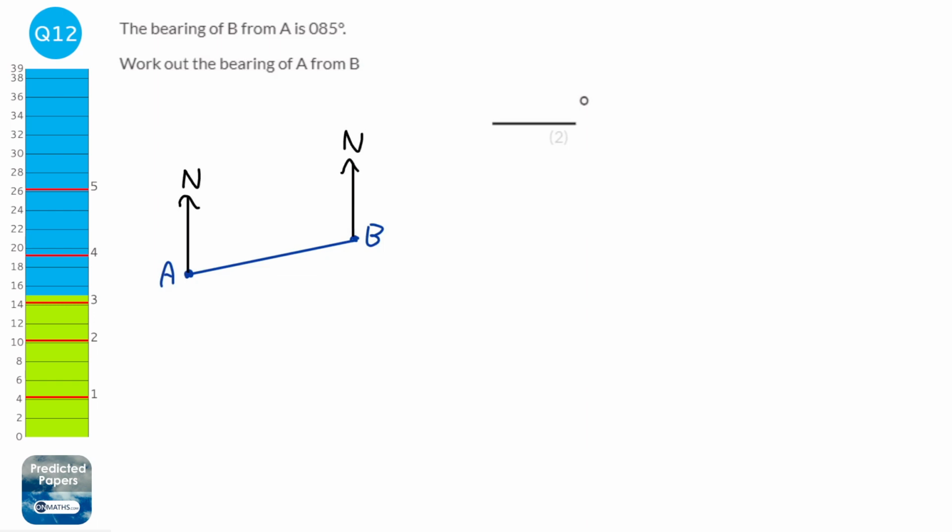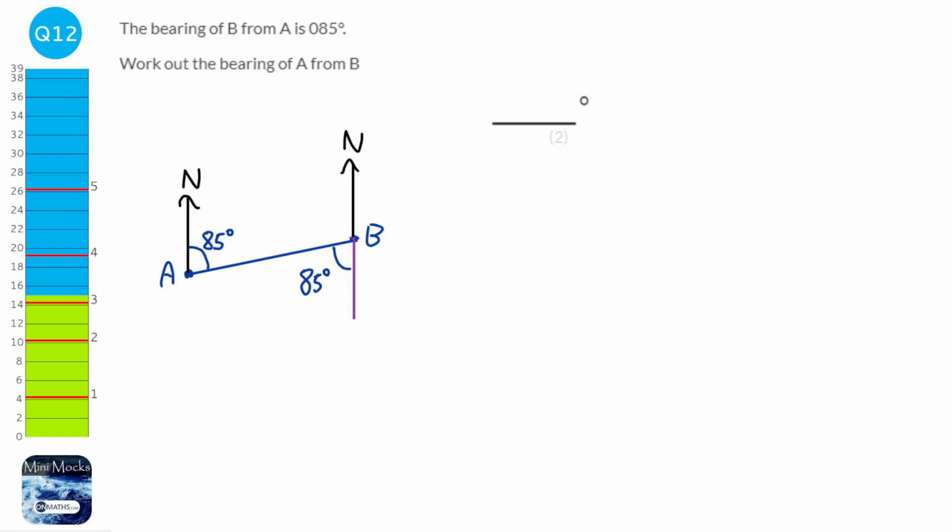And so we know that this angle here is 85 because it's the angle on the bearing of B from A, so it's 85 degrees. So now it says work out the bearing of A from B. So the first thing we can do is actually just draw a line going down here, and we know that this angle here will also be 85 degrees.